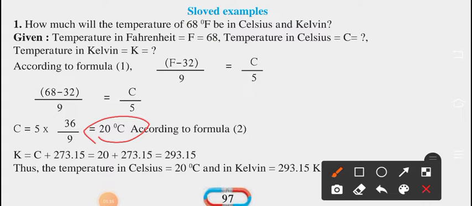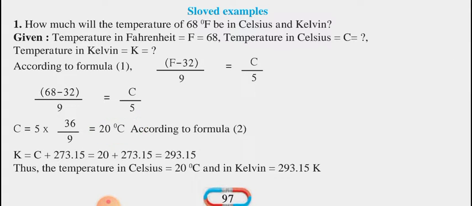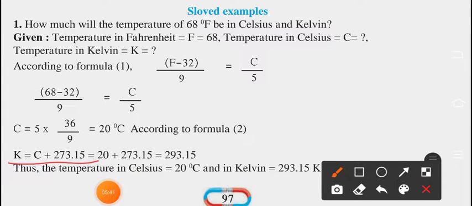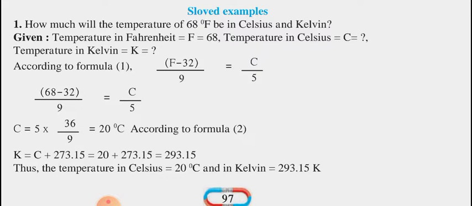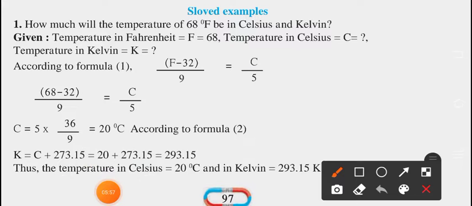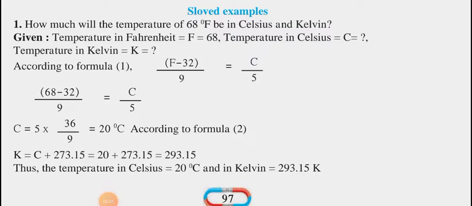Degree Celsius. Now we have to convert this to Kelvin. For Kelvin, we have a very nice formula, which is K equals C plus 273.15. Now we received C here, so we can substitute it: 20 plus 273.15 is equal to 293.15. This is the addition. Hence we are getting the temperature in Celsius and in Kelvin. This is the way of solution.